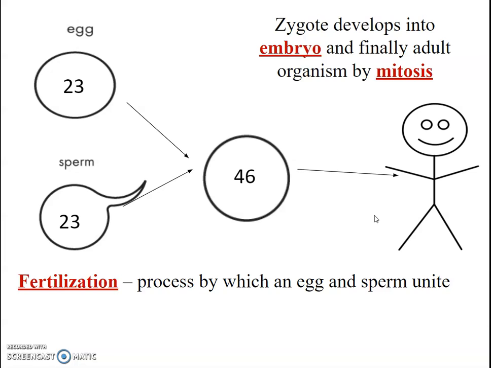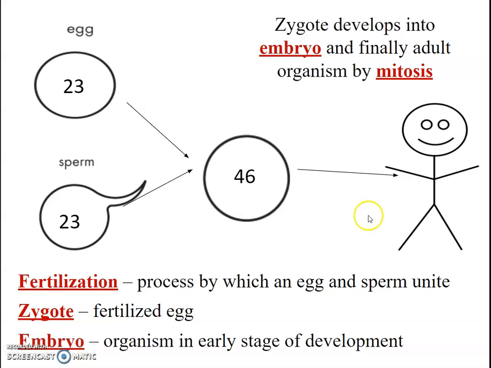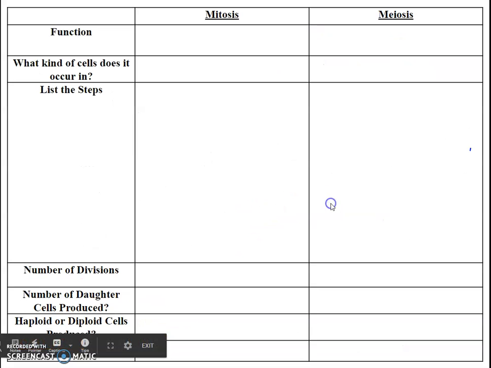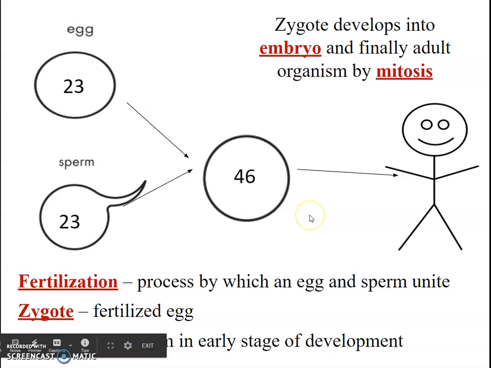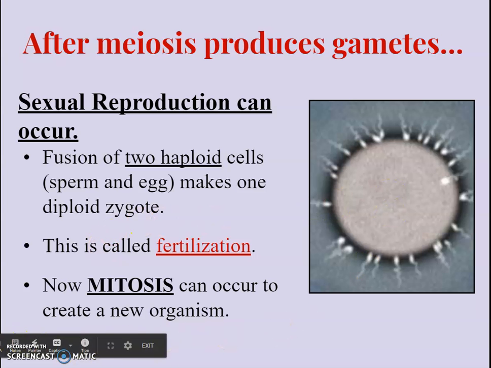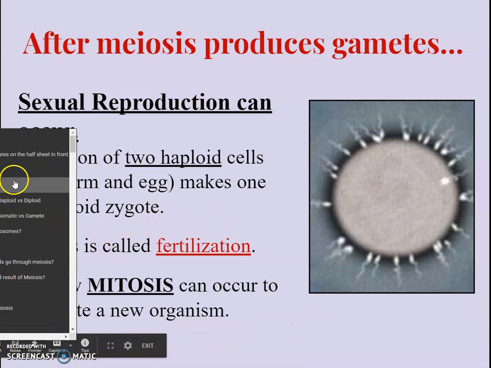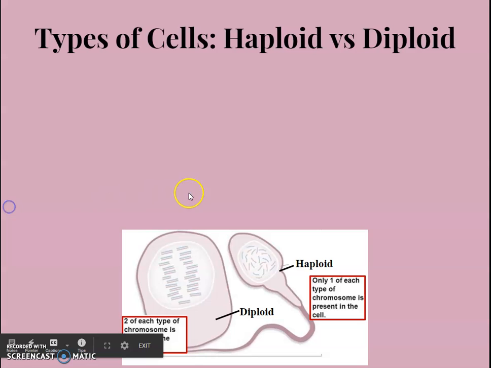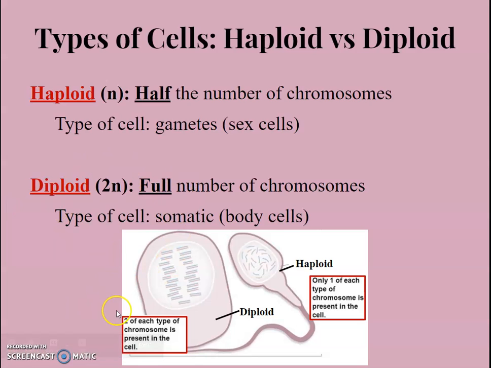Okay. Once again, fertilization is the process in which the egg and sperm unite. A zygote is a fertilized egg, and an embryo is an organism in the early stage of development. So just a reminder, meiosis is the division of these gametes, these sex cells. You're ending up with 4 genetically different haploid cells with half of the DNA as the normal cell. And then mitosis is the division of body cells, where you end up with identical cells in the end.